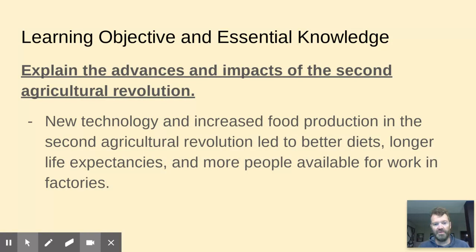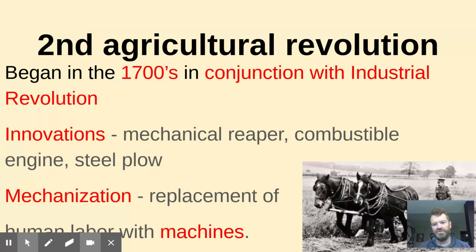So for the second agricultural revolution, because that's what this one's about, explain the advances and impacts. New technology and increased food production in the second agricultural revolution led to better diets, people ate better, longer life expectancies, you remember the demographic transition model, and more people available to work in factories, so more urbanization, bigger cities. This began in the 1700s in conjunction with the Industrial Revolution.